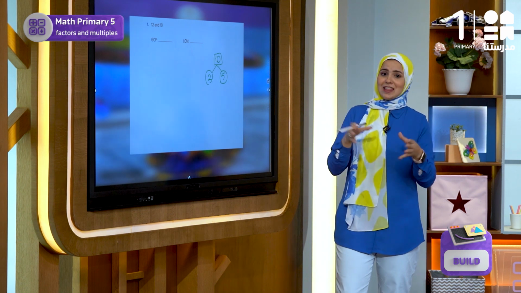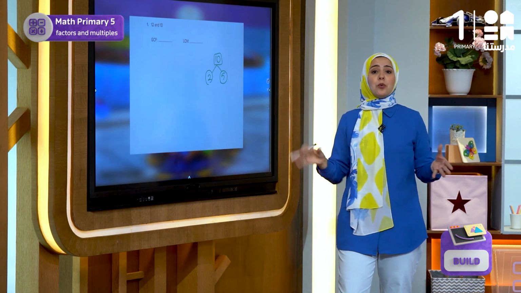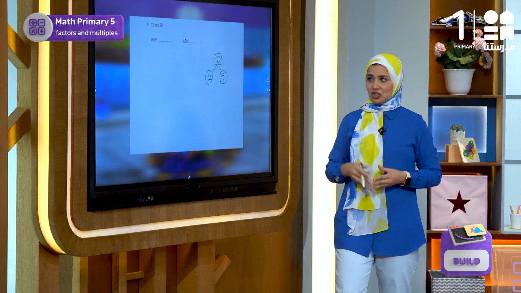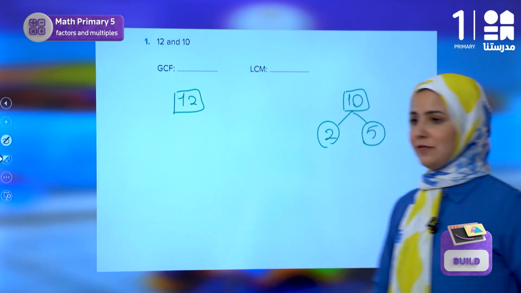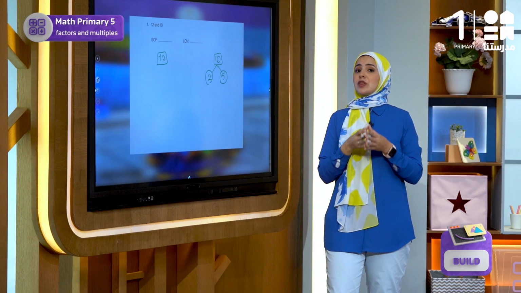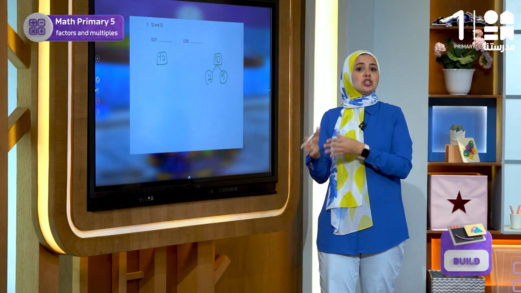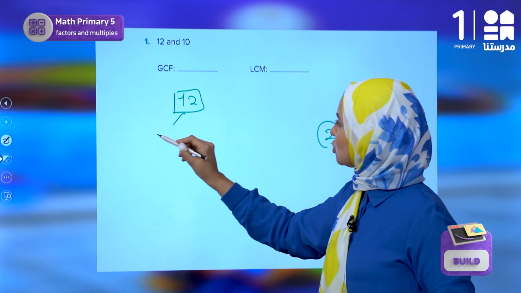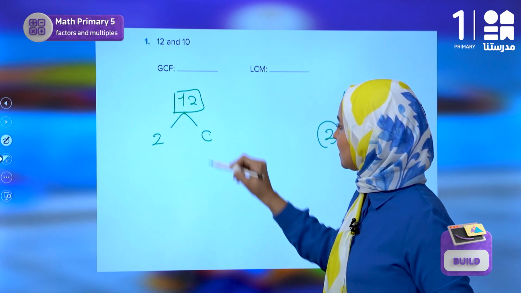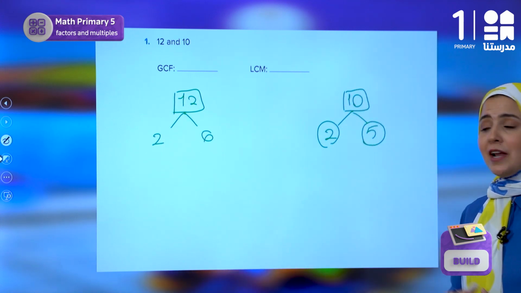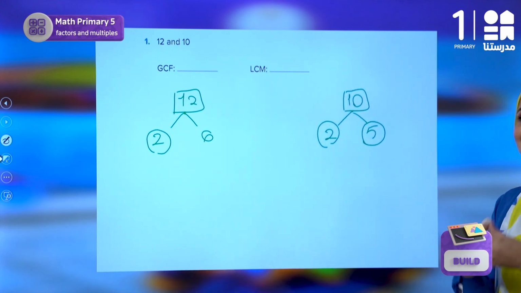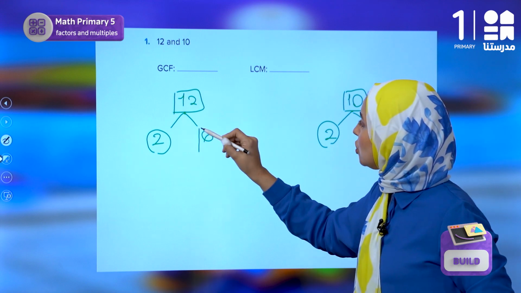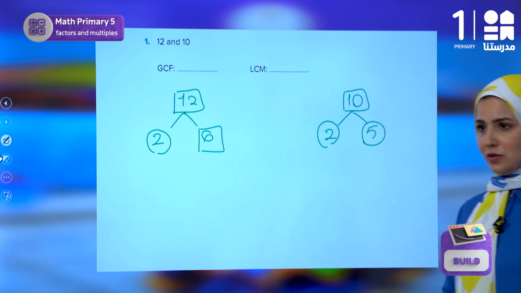Now, let's check the other number that we have and decompose it using the same strategy. So the other number that we have is the number 12. Now we will start with the two easy factors, which are 2 and 6. Which one do we circle? Since 2 is a prime number, I'm going to circle it. Since 6 is a composite number, I'm going to draw a square around it.